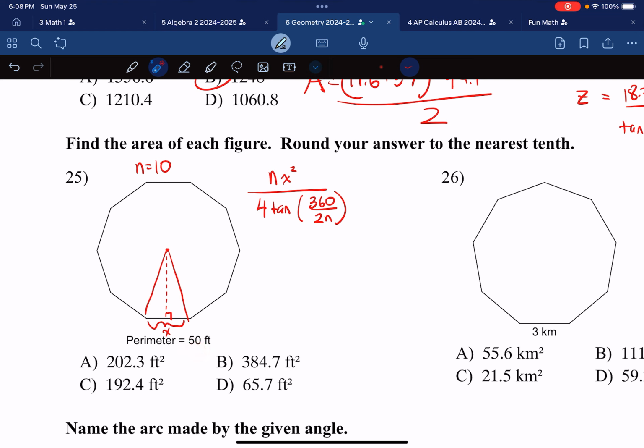And since there's 10 sides, each of these side lengths is 50 divided by 10, or 5. So you can say x here is equal to 5. And then you can just fill it into the formula.